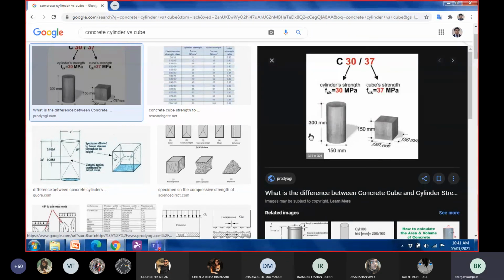When we mold this from the same mixture, from the same concrete, if we cast a cylinder and a cube, if you get say 40 megapascals from the cube, what you can expect to get from the cylinder is 0.8 times 40, which is 32 megapascals.